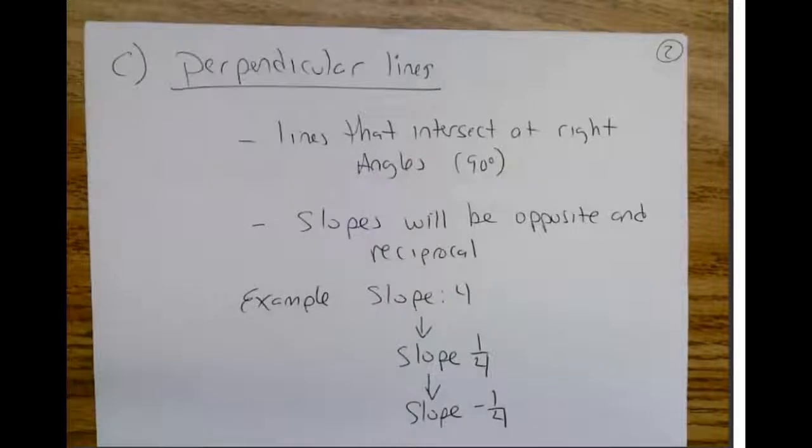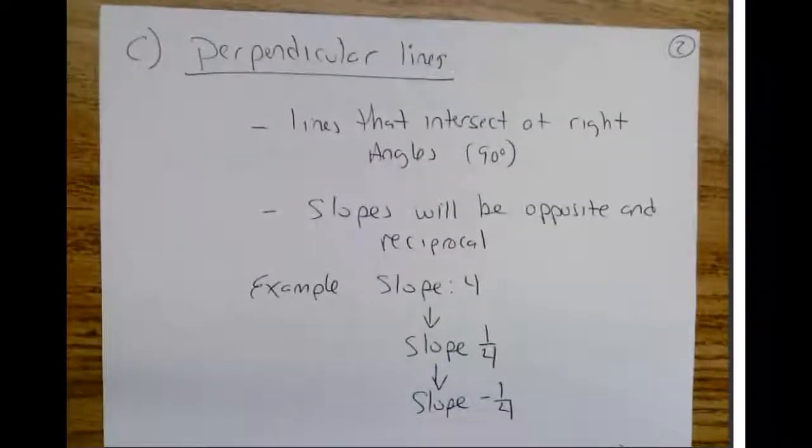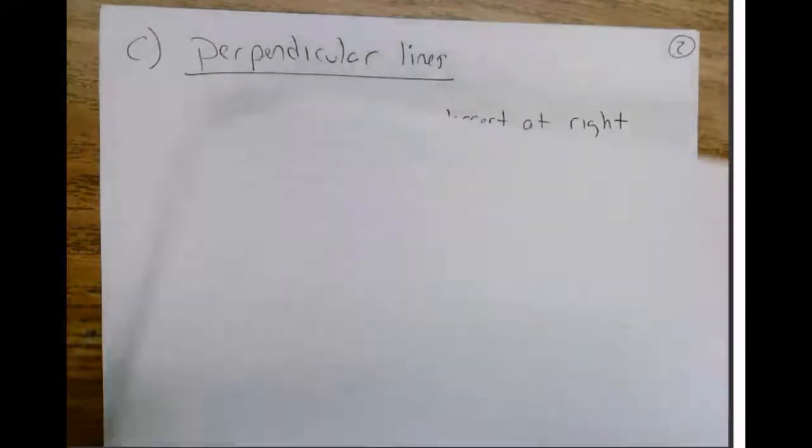But also we have something called a perpendicular line. You might know what this means, you probably do. These are lines, if you have two or more lines, that intersect at right angles, or 90 degrees. So if you were going to draw those lines, they would look something like this.